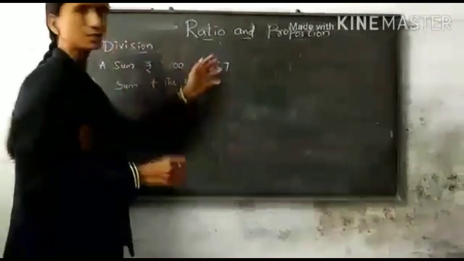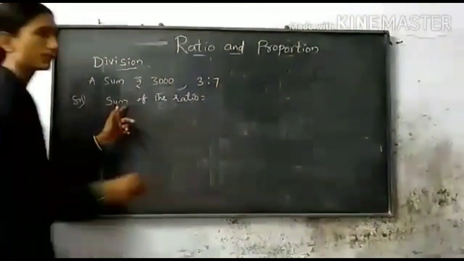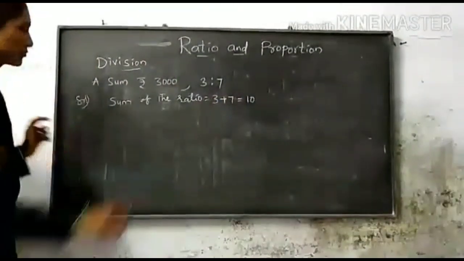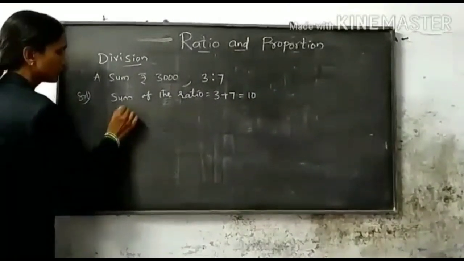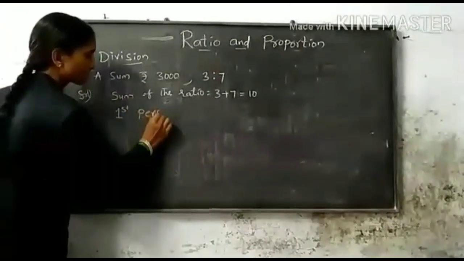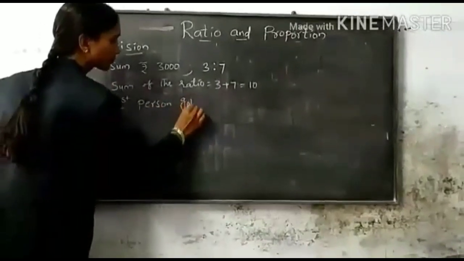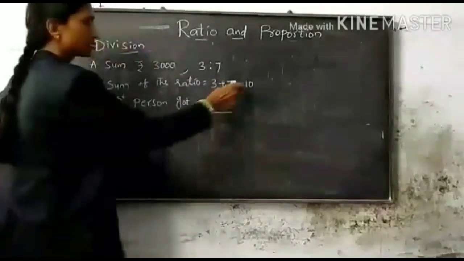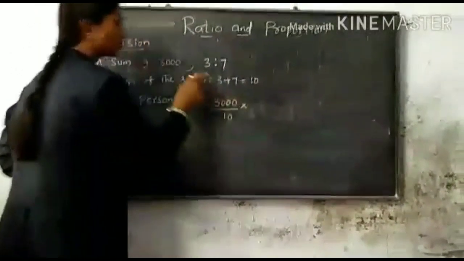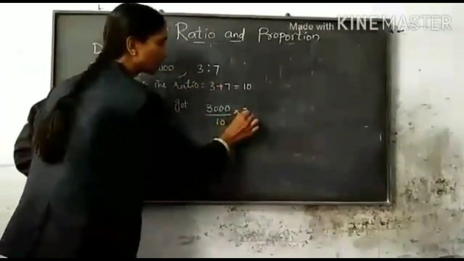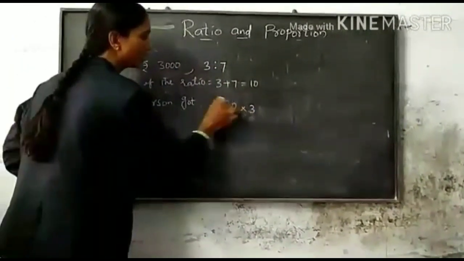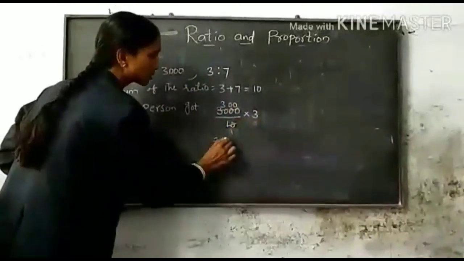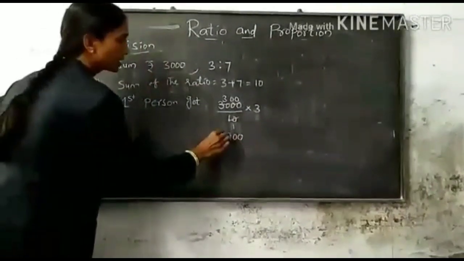Here the ratio is 3:7, so we do the sum. 3 plus 7 is equal to 10. Now the first person got 3000, the total amount, divided by the sum of the ratio, times the first person's ratio, which is 3. 10 ones are 10, so 30 and the remaining 2 zeros, 300. Now 300 into 3 is 900 rupees.